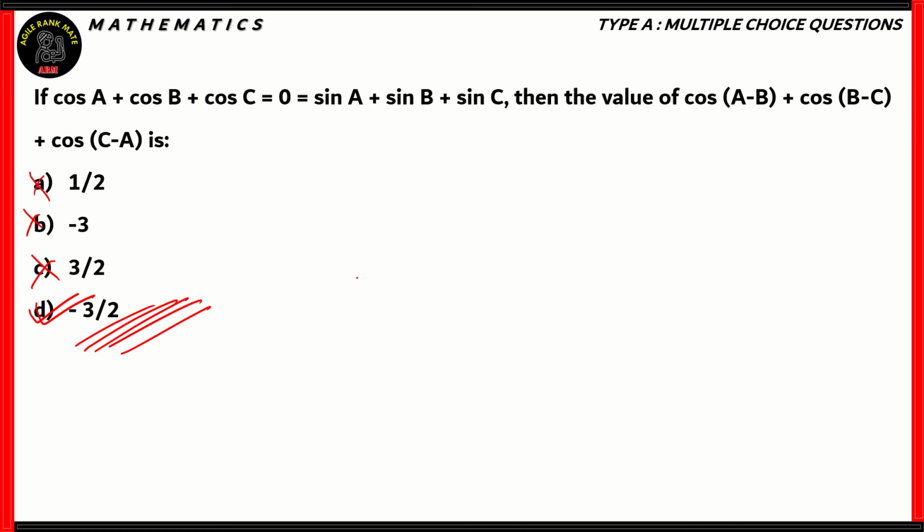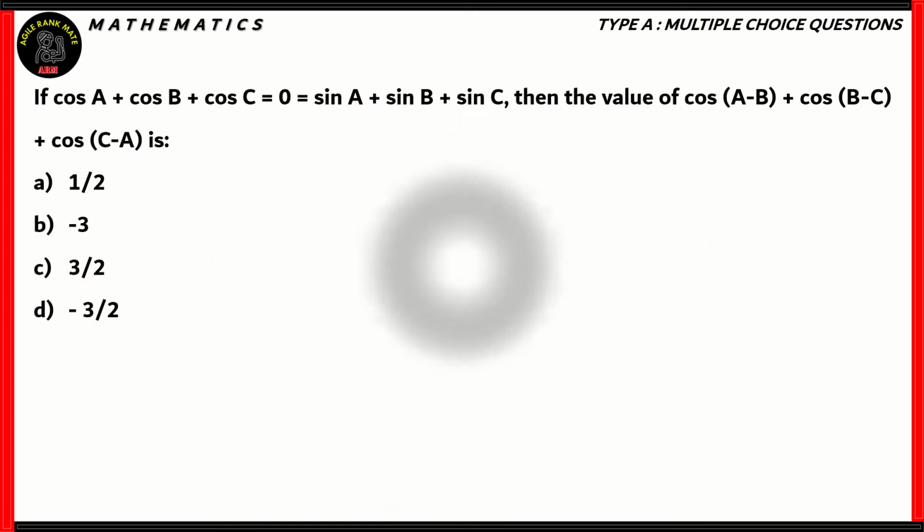So this is one of those questions which are asked to be proved in the examinations. So therefore, it's a good idea to learn this by heart. If this condition is given, then the value of cos of (A minus B) plus cos of (B minus C) plus cos of (C minus A) would always be minus 3 over 2. So therefore option D, minus 3 over 2, is the right answer.